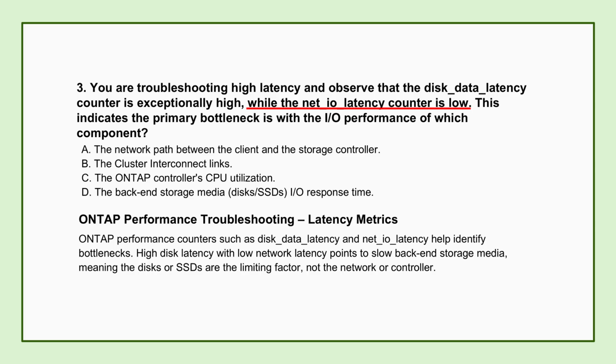The network. If network latency is low, data is getting between the client and the storage controller's front end nice and fast. The network path itself isn't the bottleneck. So you can tell the network team to stand down, basically. Pretty much, yeah. The high disk data latency points the finger squarely at the back end. The delay is happening down at the physical storage media level. The disks, the SSDs, they're the ones taking too long to respond to the I/O requests. So it's a storage media response time issue. Clean isolation using just those two metrics. Very efficient. That's the goal.